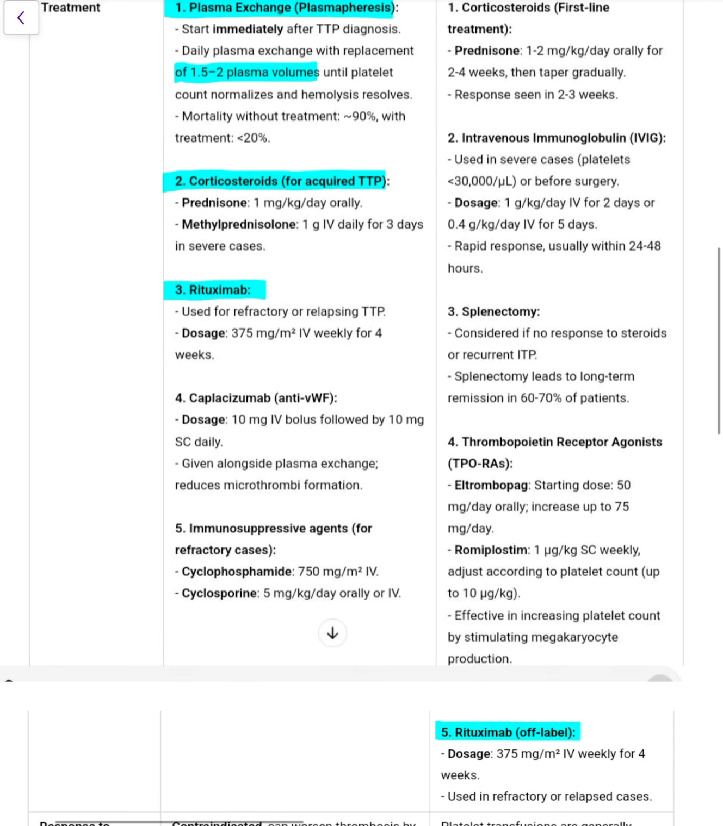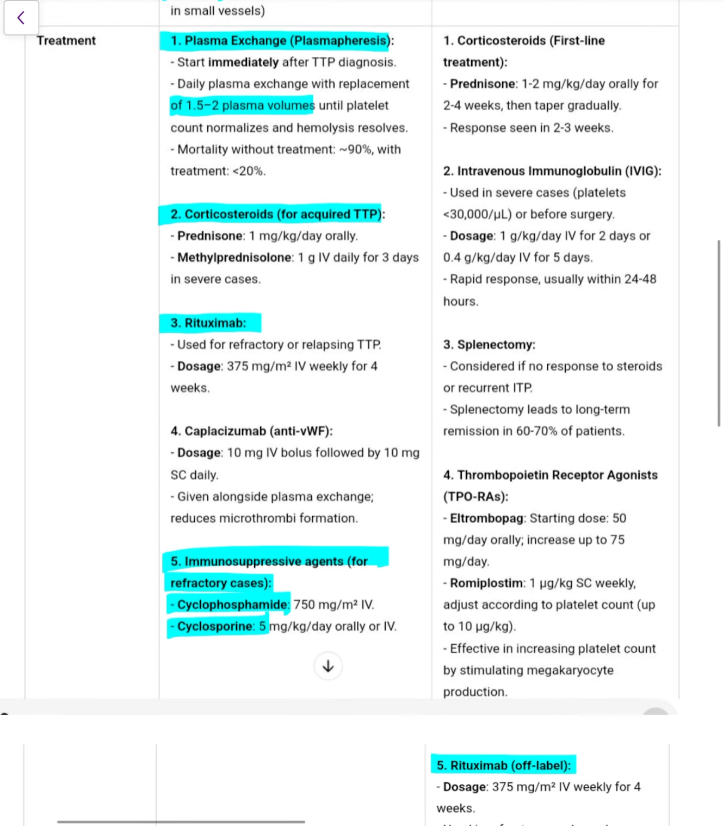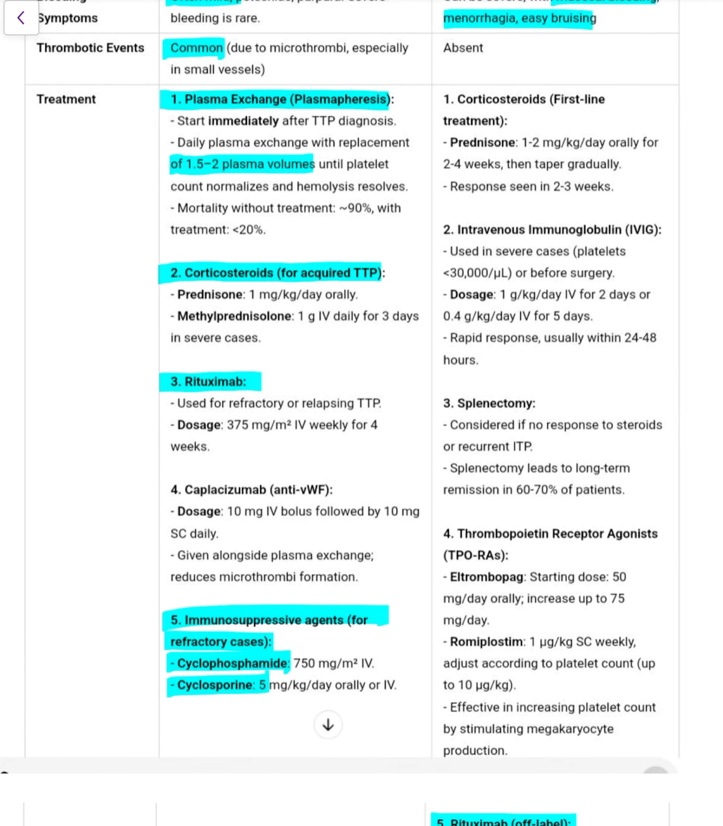Okay. Next is immunosuppressive agents for refractory cases: cyclophosphamide, cyclosporine. In ITP you can also use azathioprine, but these drugs are not commonly used. Okay, what are the differences? So IVIG is used mainly in the cases of ITP.